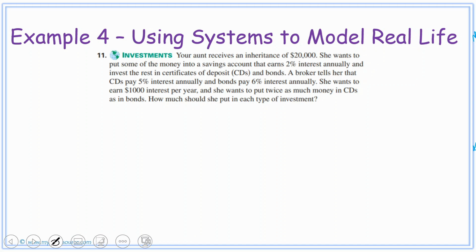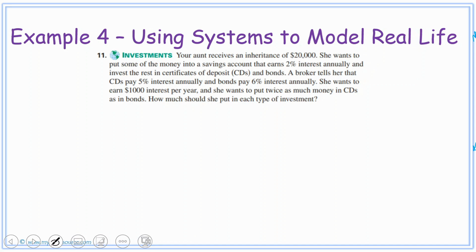But the first thing we want to do is try to break down this question into how many variables there are. So it says your aunt receives an inheritance of $20,000. So we know that's a total. So keep that in mind. We know that it's going to be equal to $20,000 for one of those equations.